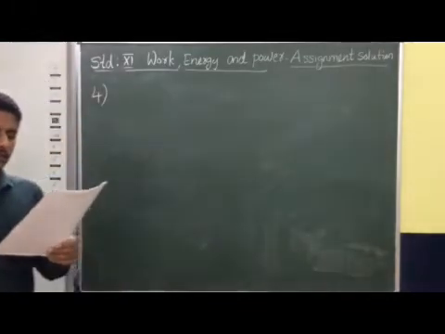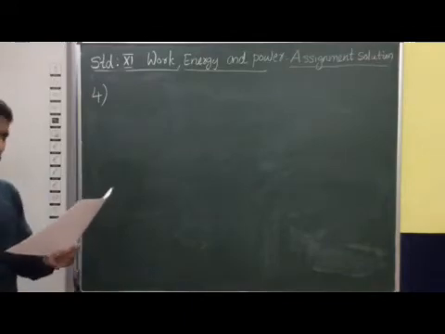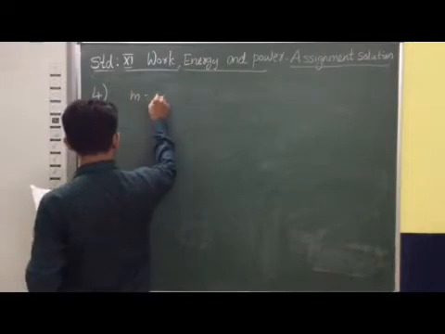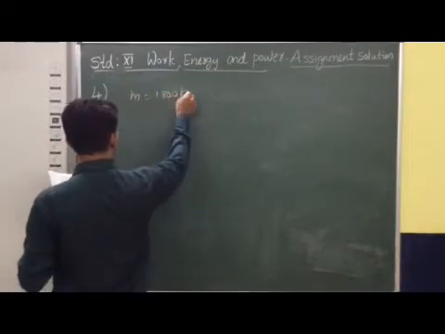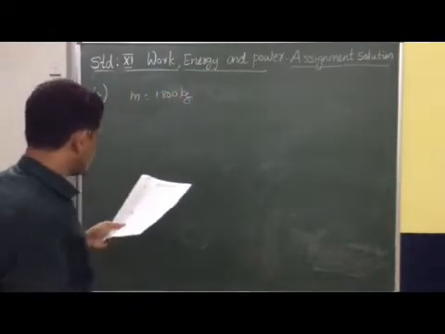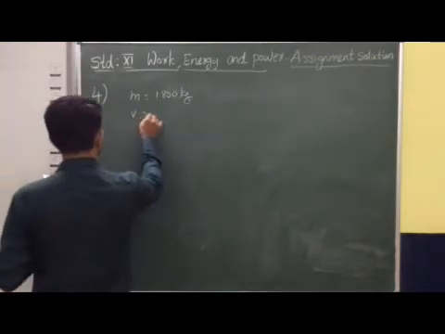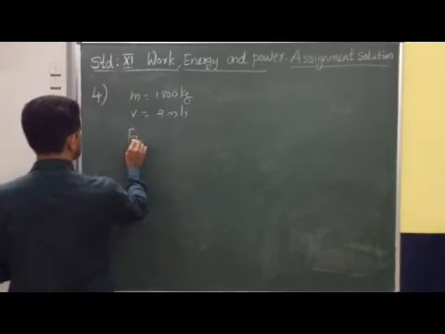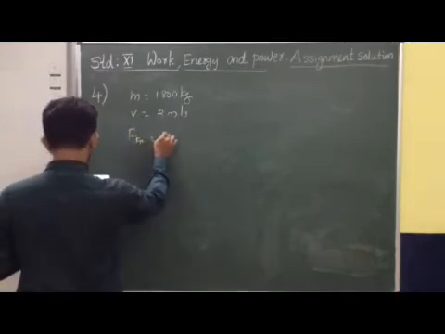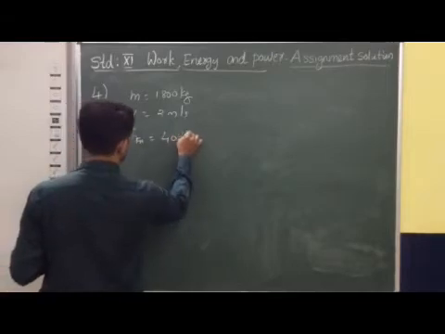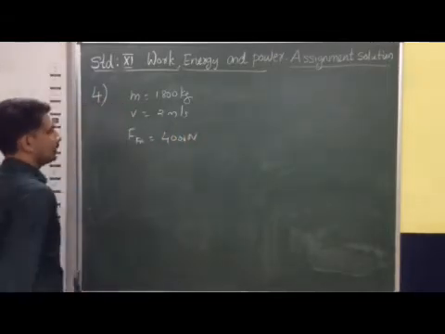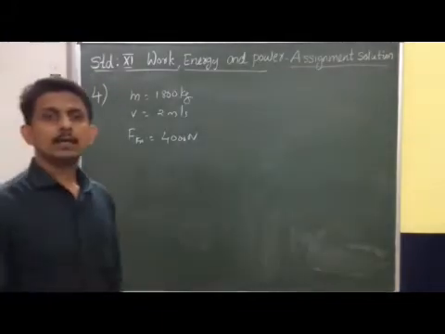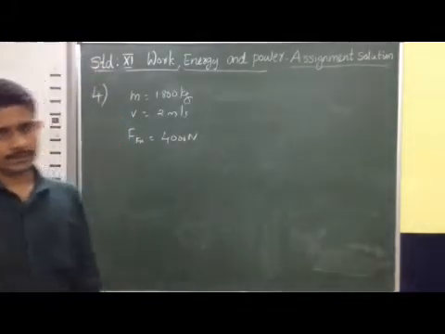So the situation is an elevator can carry a maximum load of 1800 kg. So mass is given, that is 1800 kilogram, and it is moving with a constant speed; velocity is also given, 2 meters per second. Frictional force is given as 4000 Newton. So we have to calculate the power delivered by this motor on this elevator.